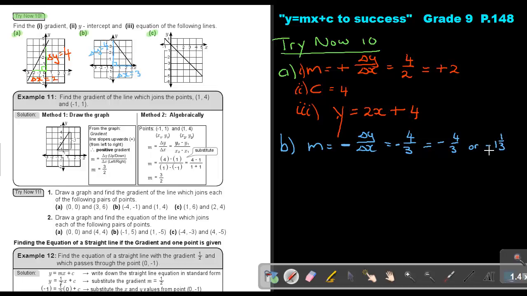It does not matter. What is my value of C? My value of C, if I look, it's cutting the y-axis and it's still cutting it at 4. So what is going to be my equation? My equation is going to be y equals negative 4 over 3x plus 4 or negative 1 1/3 plus 4. It does not matter. Okay, and now we are at the last one.